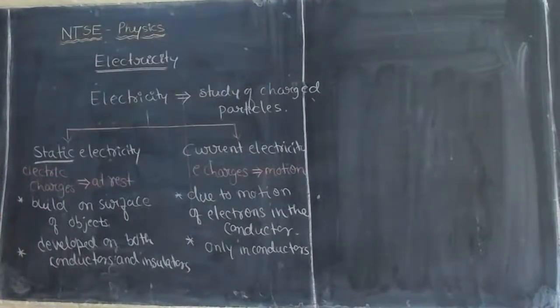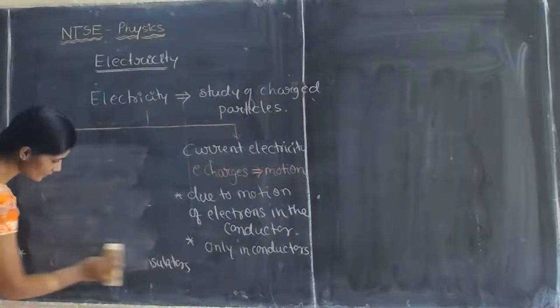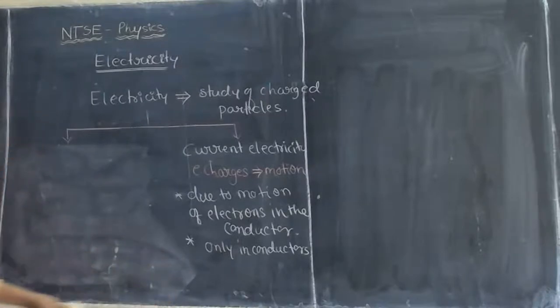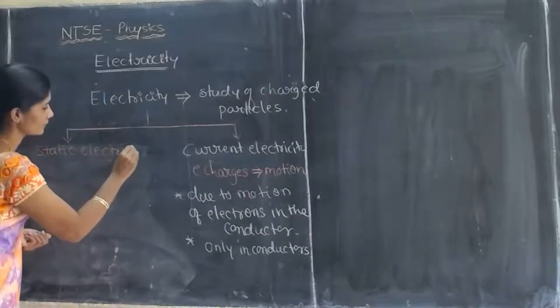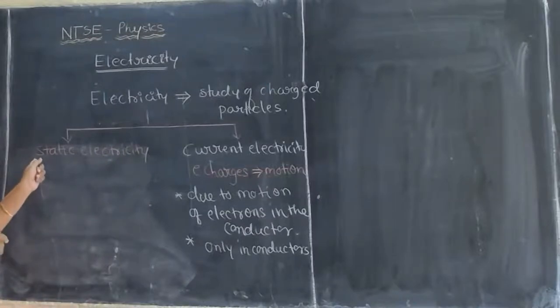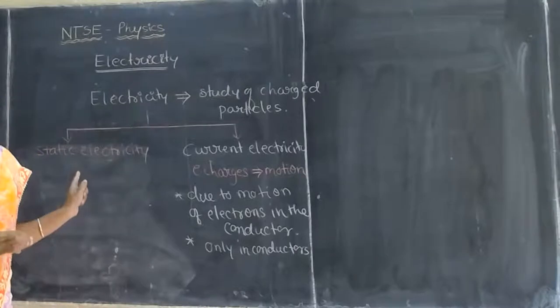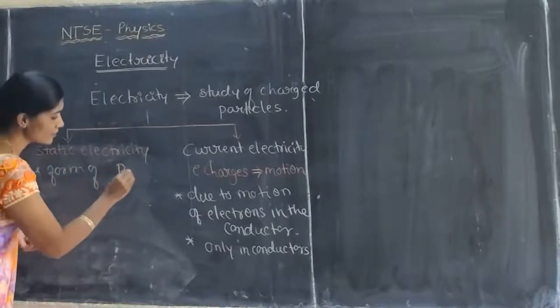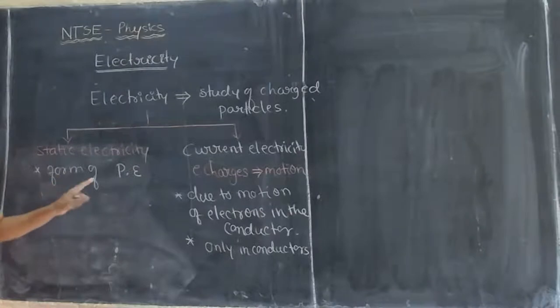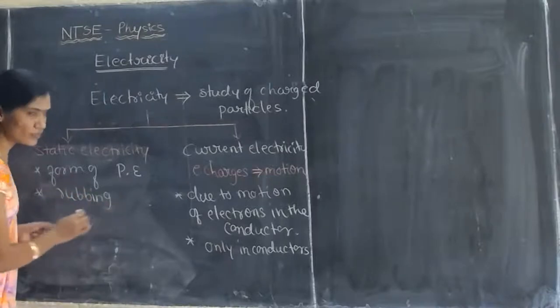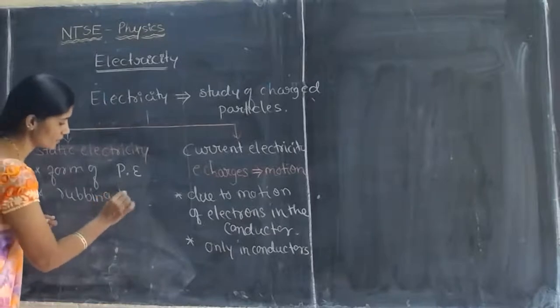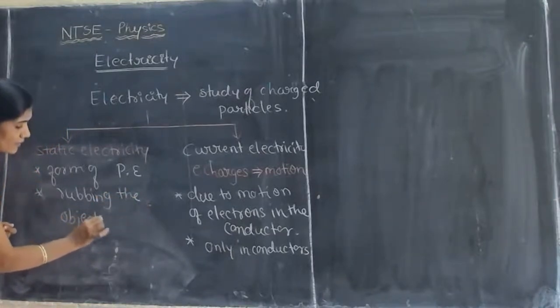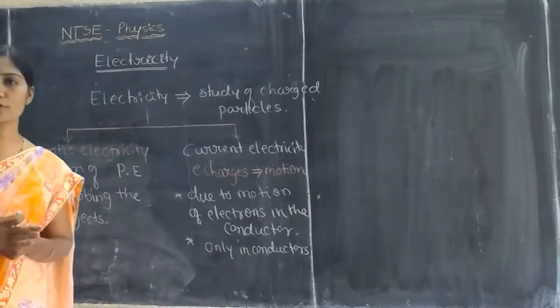Next, we see a few things about static electricity so we can understand it in a better way. Before the 19th century, the only electricity used by people was static electricity. This static electricity is a form of potential energy. It is usually created by rubbing objects, that is, by creating friction between the objects.